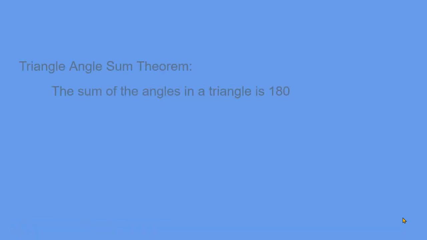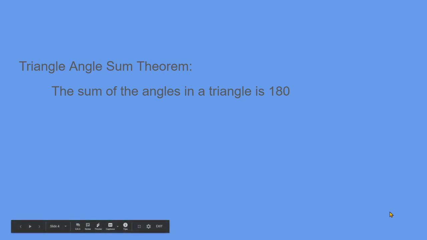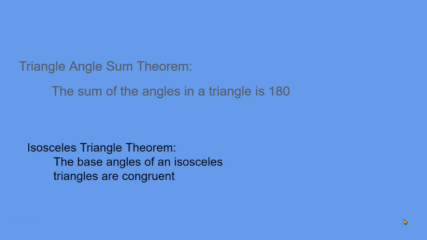We have some different theorems about triangles. The triangle sum theorem: the sum of the angles in a triangle is always going to be 180 degrees. So if you know two, add them together and you can find the third. We also have the isosceles triangle theorem, which says that the base angles of an isosceles triangle are congruent.